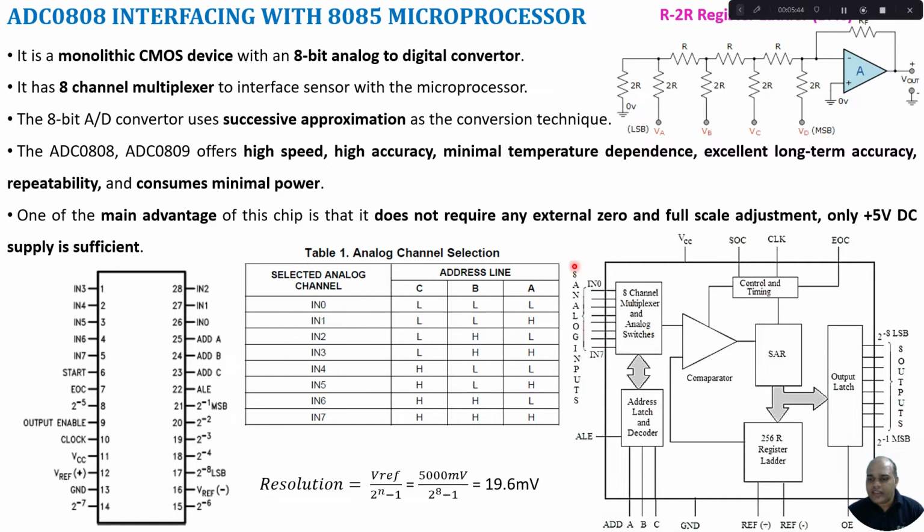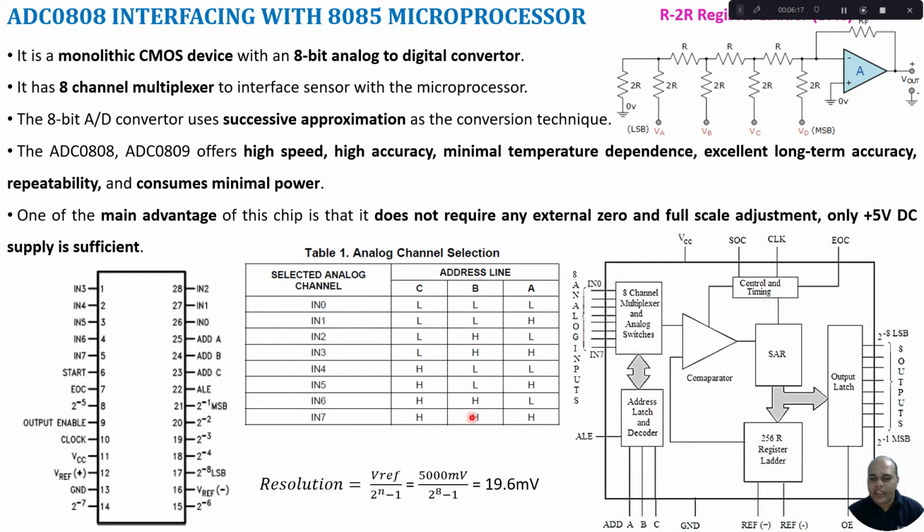In order to select the input channel, an address latch and decoder block will make use of the select lines A, B, C to select a particular channel. For example, here I have shown A, B, C. If all the three are low, which means 0, then IN0 will be selected. Low, low, high, IN1 will be selected. Low, high, low, IN2 will be selected. Like that it goes on.